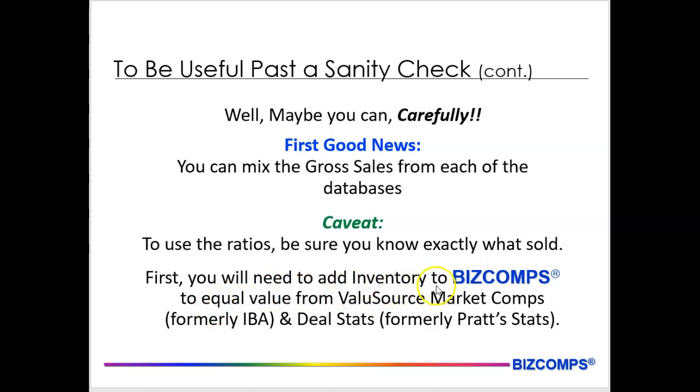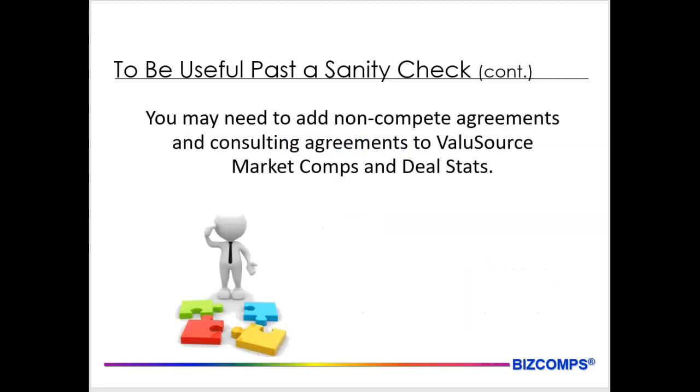First thing you need to do is to add inventory to the BIZCOMPS value in order for it to equal the value source market comps, formerly known as IBA, and the deal stats data so that your SDE value is comparable from database to database. Additionally, you may need to add non-compete agreement values, consulting agreement values, etc. to the value source market comps and deal stats. BIZCOMPS includes those values, as we mentioned earlier a few times. So you may need to add those items to those comparables that you extract from value source market comps or deal stats in order to make them comparable to BIZCOMPS.